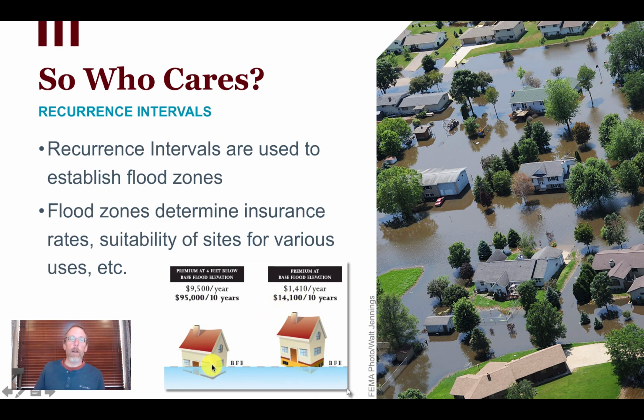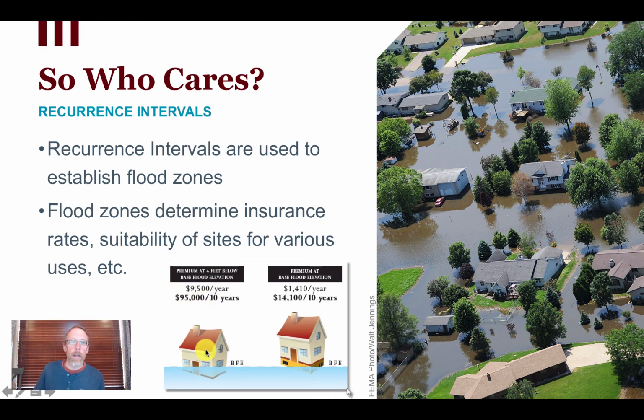Now, if that house is just a little lower and built within the 100-year floodplain, so has a likelihood of 1 in 100 years or a 1% probability in any given year of being inundated like these houses are in the picture here on the right, then those flood insurance premiums jump way up, $9,500 per year. Over 10 years, that's $95,000.